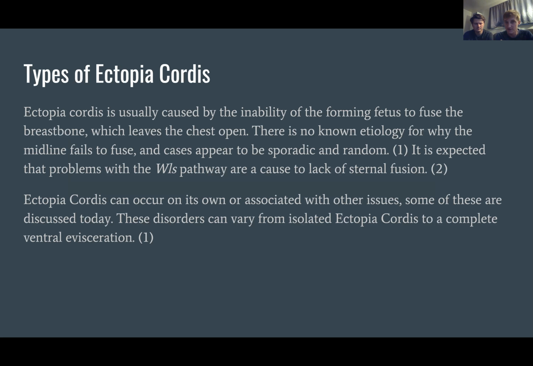Now, going off of that, there's different types of Ectopia cordis. Like we saw earlier, you can either be completely out, or partially out. If it's just the heart that's out, that's called isolated Ectopia cordis. But you can range from this isolated version to a complete ventral evisceration, where you have liver, guts, lots of other things leaving the body cavity where it's definitely not supposed to.